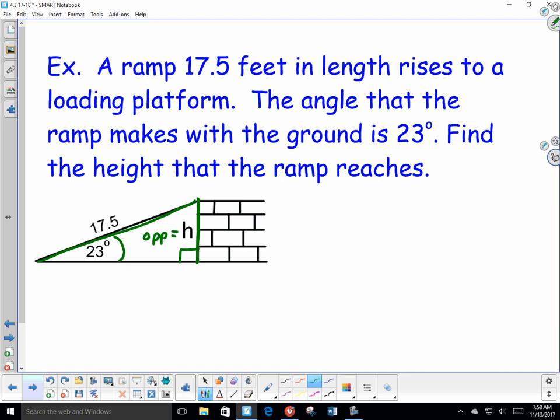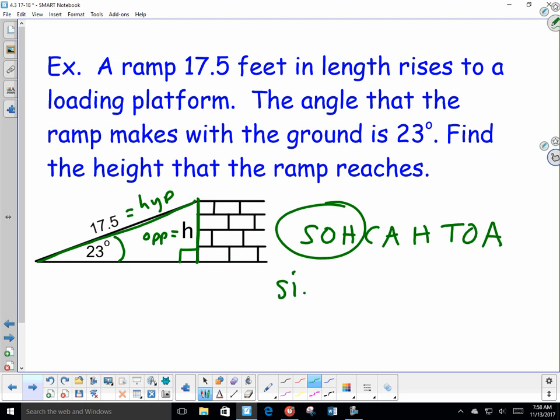And what about the 17.5? Is that the adjacent leg or the hypotenuse? Well, it's across from the right angle, so it's going to be the hypotenuse. So which trig function involves opposite and hypotenuse? That would be, from SOHCAHTOA, the sine, which is the opposite over the hypotenuse. So we want the sine of 23 degrees equals h over 17.5, h for the height that the ramp reaches. So we need to do sine of 23 degrees and then multiply that by 17.5.